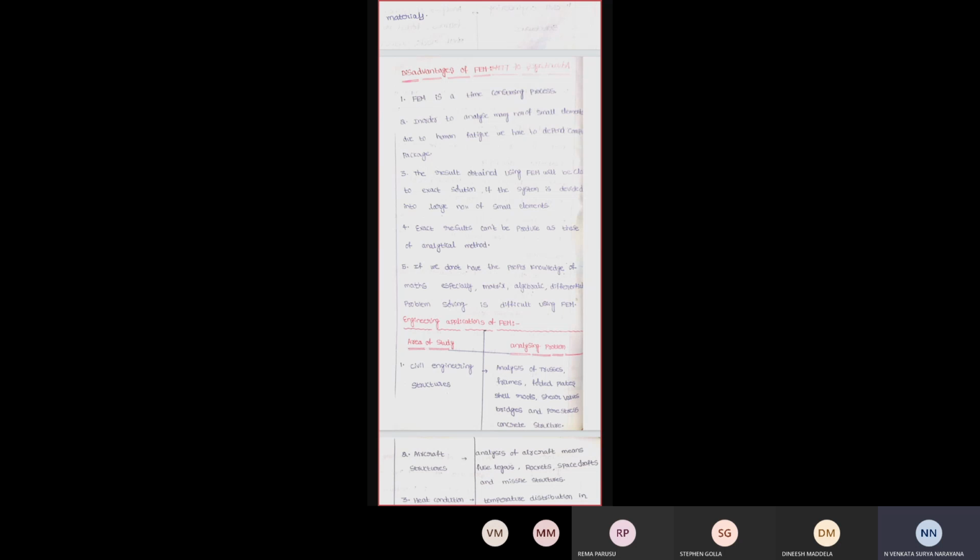This is all a time taking process. So I'm stating that the method is a time consuming process. Second one, in order to analyze many small elements, due to human fatigue, we have to depend on a computer package. This is also right. For calculating all the elements' stiffness matrices, we depend on some package, that means some computer software. This is also a demerit of FEM.